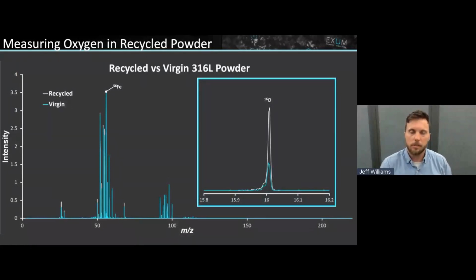So you can see here is looking at oxygen 16. This is the major isotope of oxygen, and in the blue, we see the virgin powder has much less oxygen 16 than the recycled. And this is what we would expect. And the question is always, well, how much is too much oxygen? Well, now we're giving you a very fast tool to start defining that for each of your individual processes.